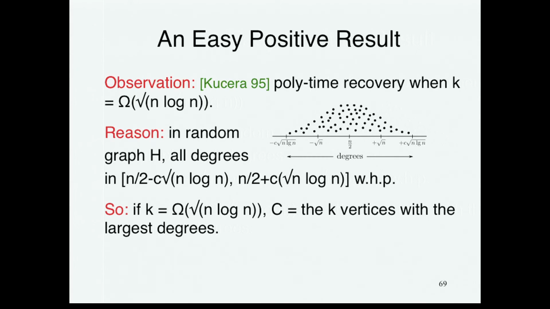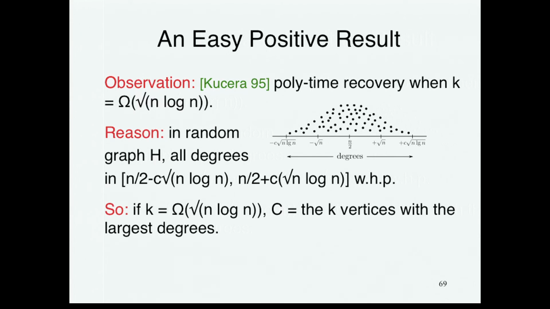So this is what the degree distribution looks like before you plant the clique. Now suppose you plant a clique of size at least some constant times square root n log n. That means if you're one of the vertices that was selected to be in the clique, even if your degree before the planting was all the way over here, the clique will catapult you all the way to the right-hand side of the bell curve.